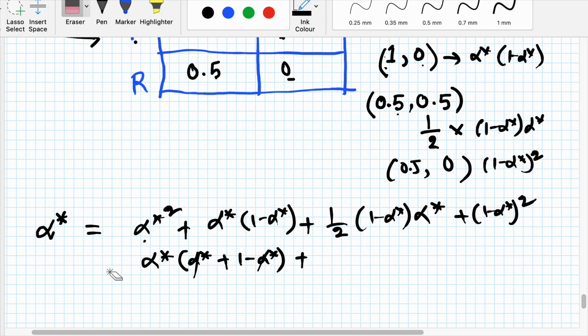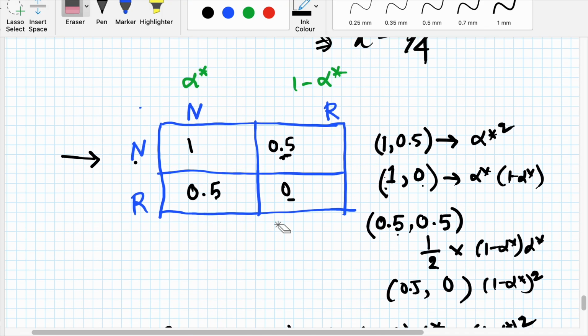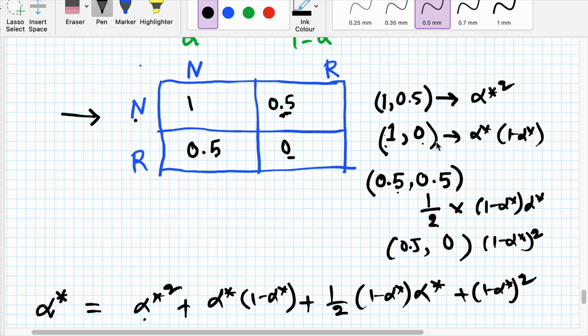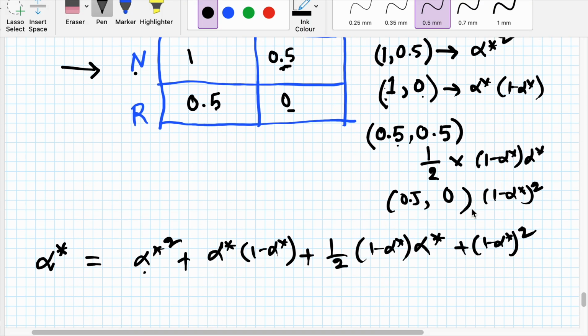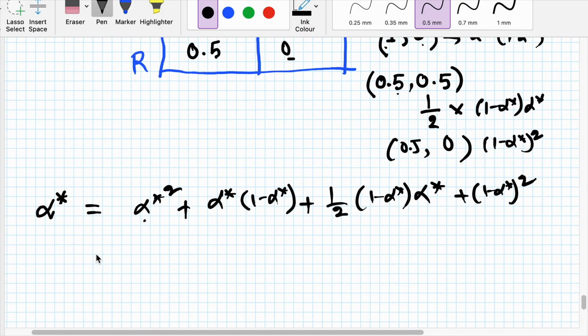Okay, so let me check. With probability alpha star it will get... so this should be alpha star, this is alpha star, this is alpha star.